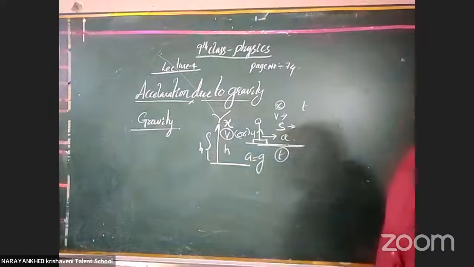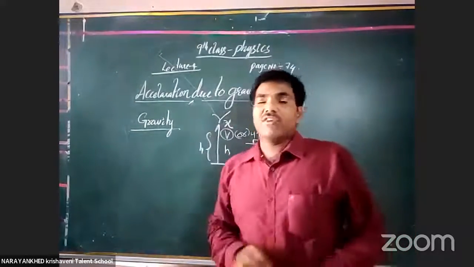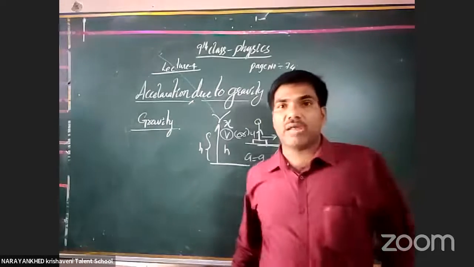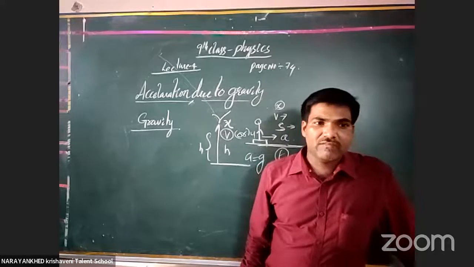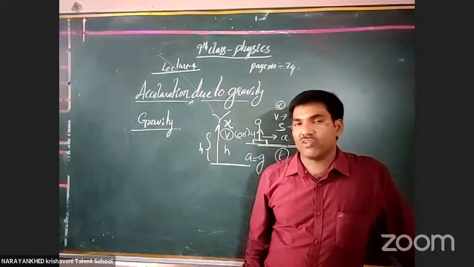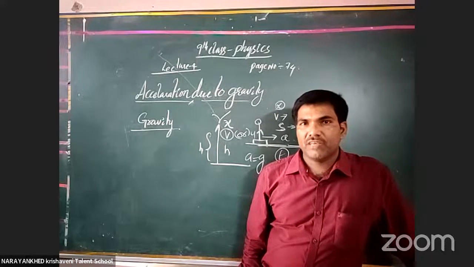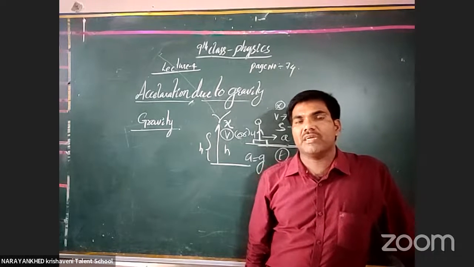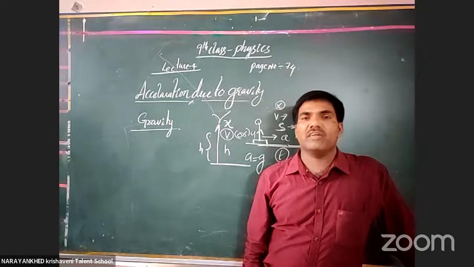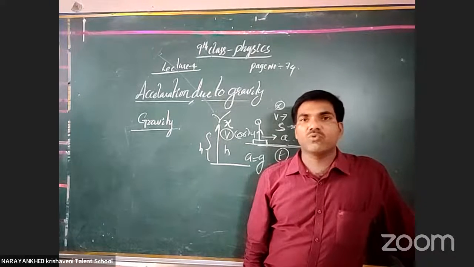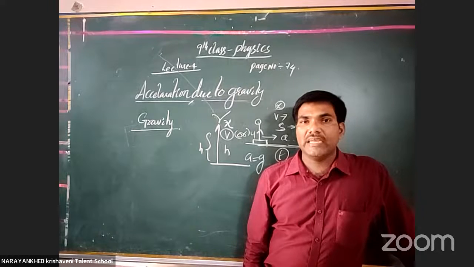Understood, all of you? The new term for us is acceleration due to gravity. Which one is called acceleration due to gravity? The acceleration of a body that is influenced by the gravity force. When one body is traveling under the influence of gravity force, it is called acceleration due to gravity. It is not equal to our linear acceleration.